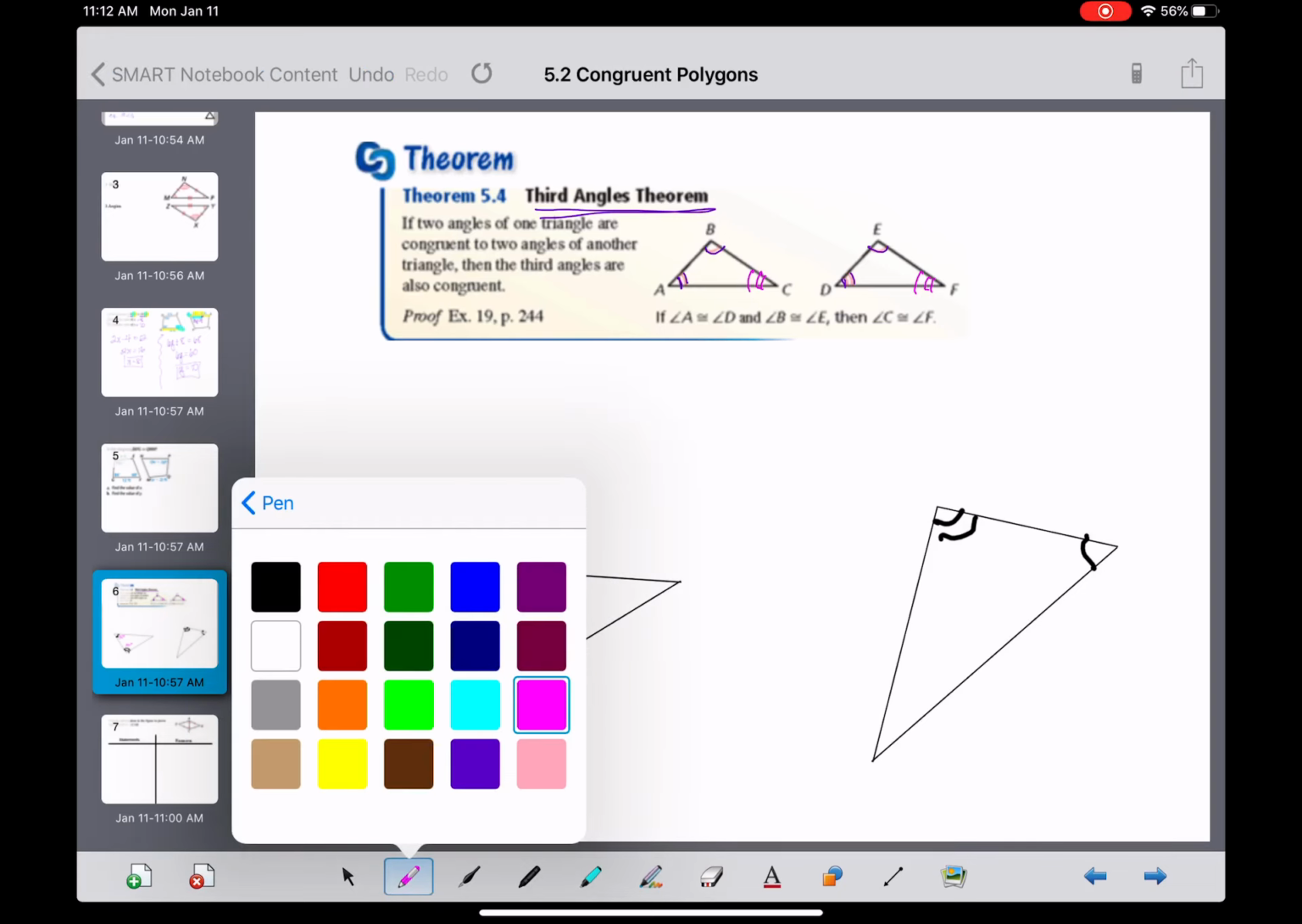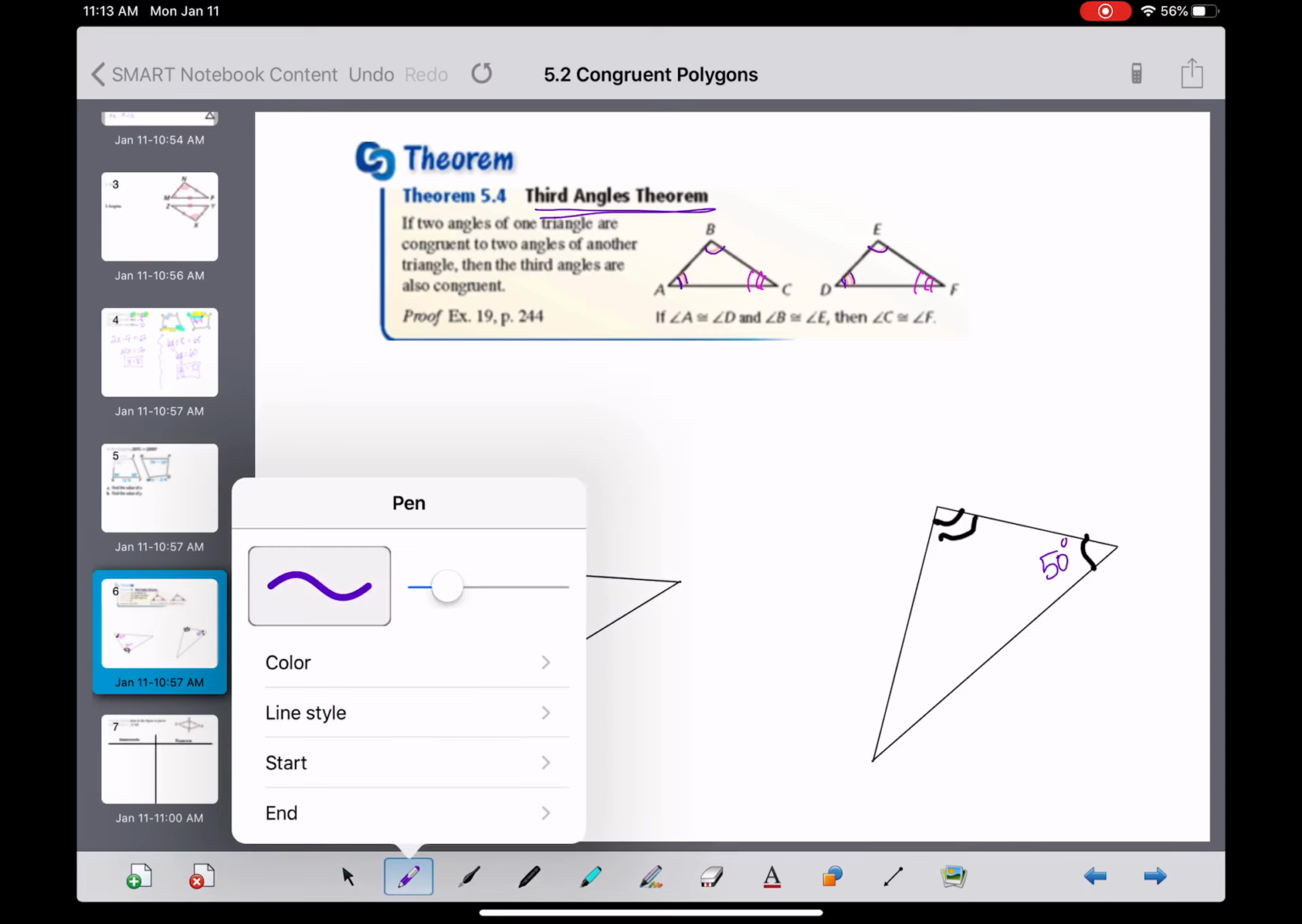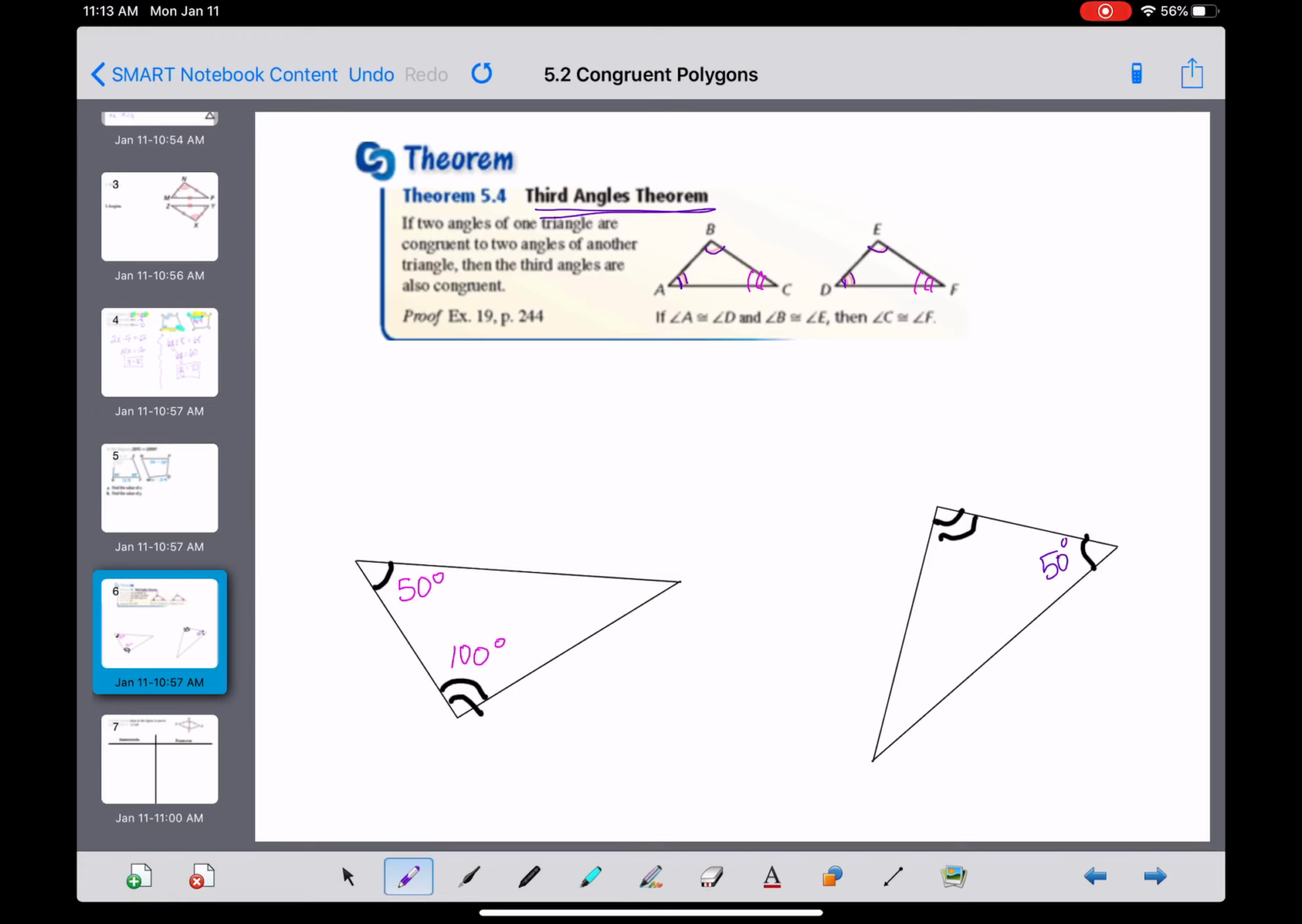So I have two triangles down here at the bottom. We have two corresponding angles that are congruent. I know that because angle 50 has one arc mark. Therefore, on my second triangle, the one arc mark is also 50 degrees. The two arc marks on my first triangle is 100. Therefore, on my second triangle, the two arc marks are also 100 degrees.